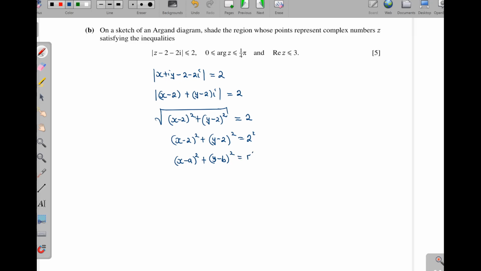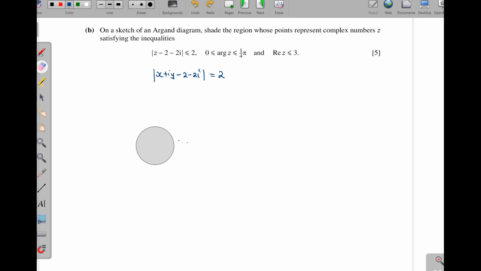This one is going to be equal to r squared. So this one has a center AB. Now, these two look identical. That means the center for this one is going to be 2, 2. Then the radius is also 2, which is here. You see? So when you see the modulus signs on one side of the inequality or equation, then you should know that that is a circle.